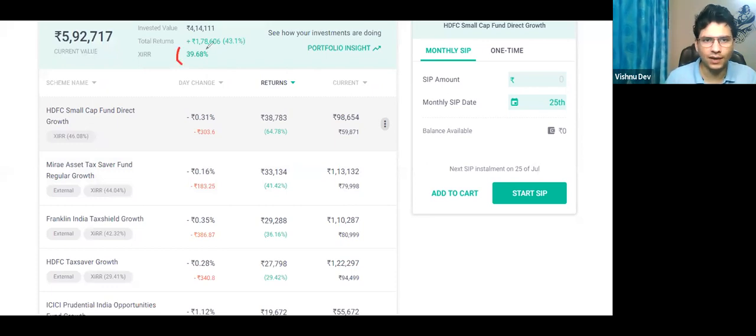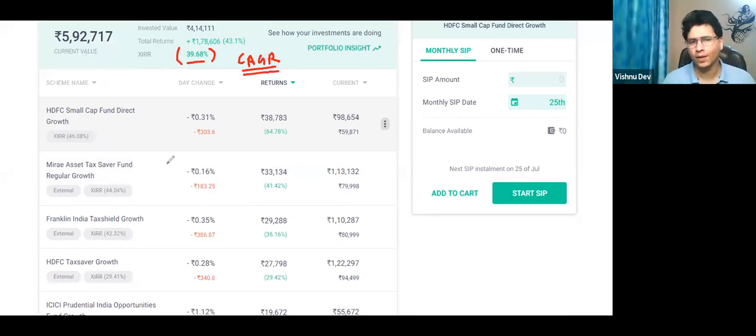See this. This is your XIRR. What's the meaning of XIRR? XIRR is same as CAGR. CAGR is used for stocks. Now, since I'm showing you mutual funds, this is XIRR. This is like annual. Since I started investing not very long ago, my XIRR is like 39.68%. It is same as your CAGR.